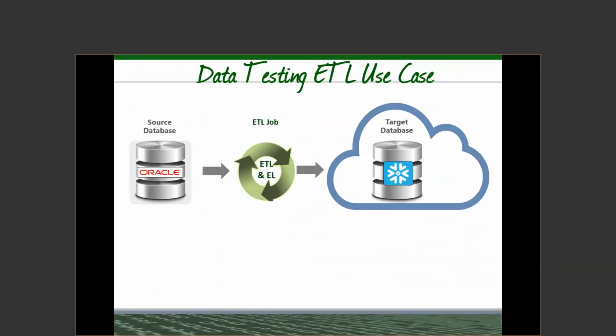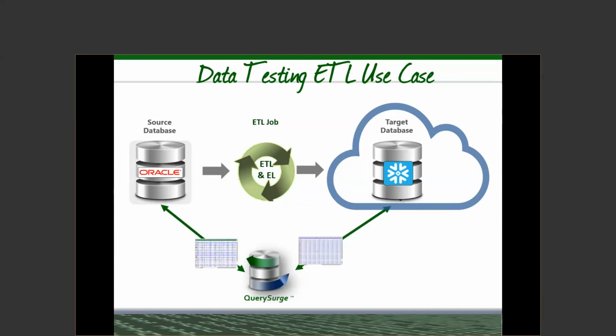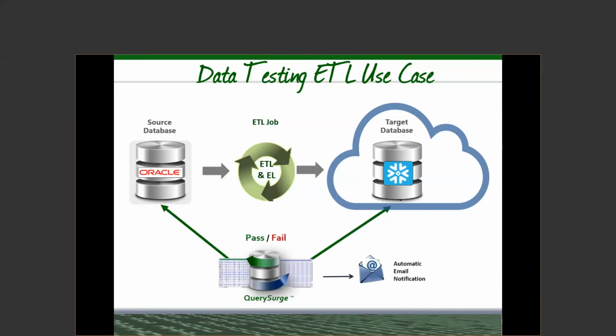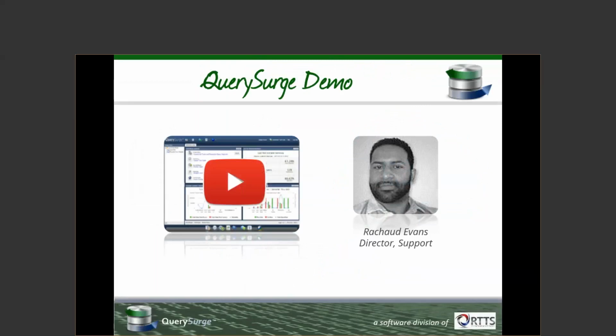And then what QuerySurge will do is after that job runs, it will make requests to both source and target systems. It'll send the queries necessary to pull the data back, and then QuerySurge will grab those results and do an analysis and tell you if there are any discrepancies that occurred during that process. And as an optional step, QuerySurge can also send out automatic email notifications to let you know if there are any issues. So that's our high-level overview.